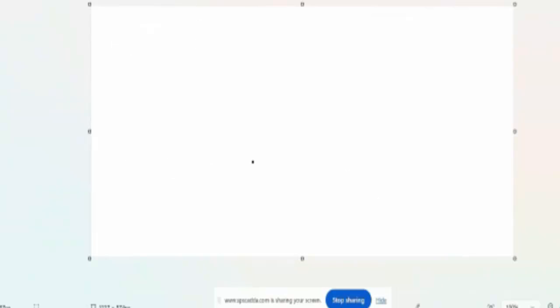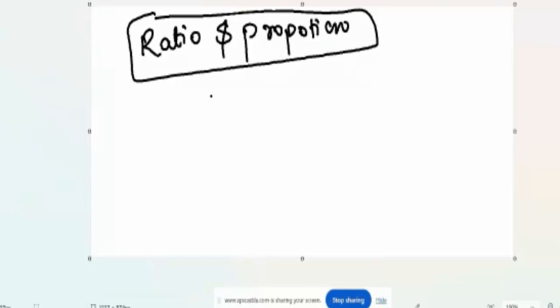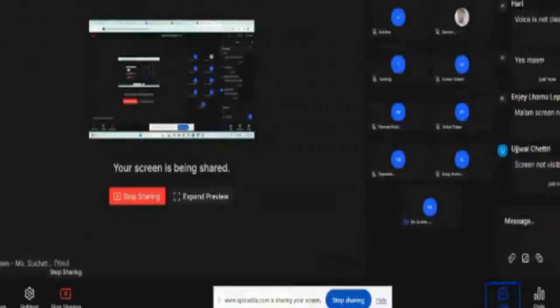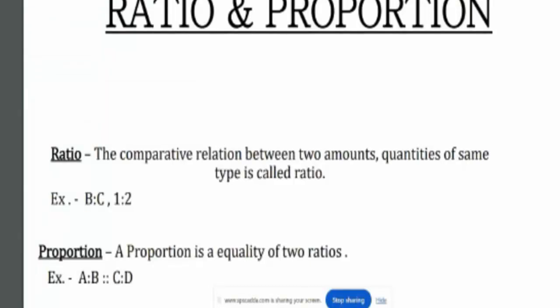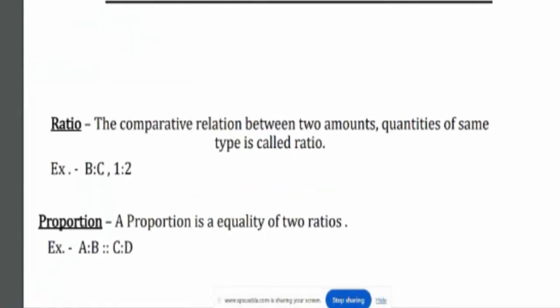So let's discuss some basic properties of ratio and proportion. Then we will start the types and all other properties. Let me tell you the definition. This particular chapter will hold so many other chapters, so you need to understand the exact criteria of ratio and proportion so that you will be able to solve all the remaining chapters. So what exactly does ratio mean? The comparative relation between two amounts or quantities of the same type is called ratio. And a proportion is an equality of two ratios.